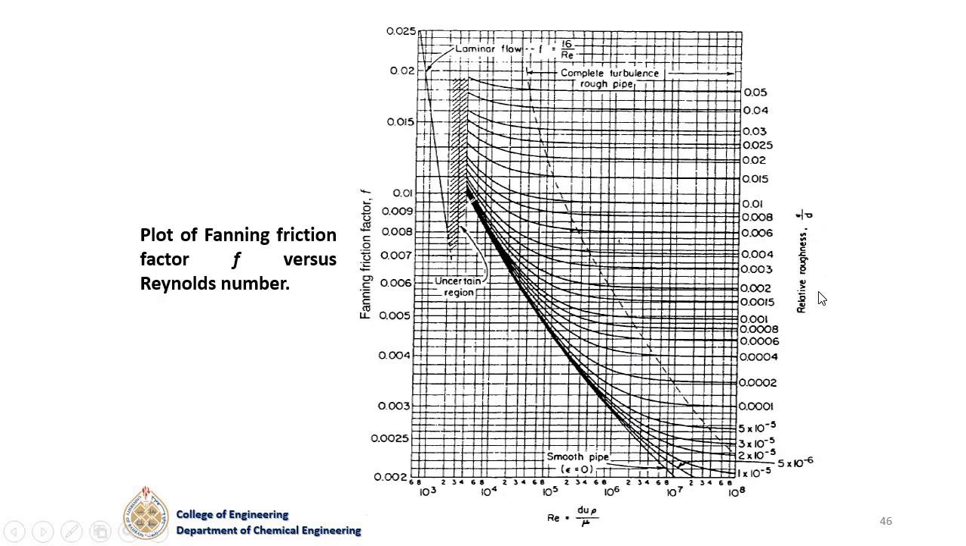Now, because you have a small diameter, for example, it also could cause some kind of friction. So what do you do? You divide the roughness over the diameter, over the internal diameter. If you divide the roughness over the diameter, and if you know the Reynolds number, you can find the friction factor.